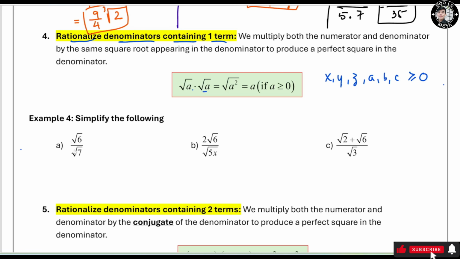Now question 8. We're going to multiply the top and bottom by the bottom. So it's going to be root 7 over root 7, right? Now root 6 times root 7 is going to be root 42, right? Root 7 times root 7 is going to be 7. This one is the final answer. Now next one, we're going to multiply the top and bottom by root 5s, right?